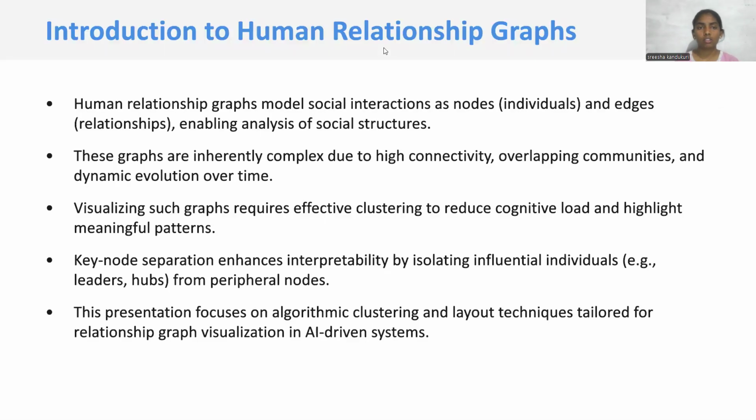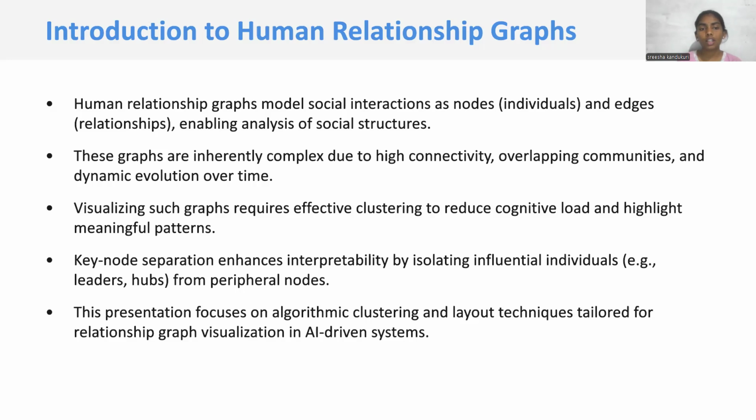First, introduction to human relationship graphs. Human relationship graphs model social interactions as nodes, individuals, and edges, relationships, enabling analysis of social structures. Here we are considering in these relationship graphs nodes as individuals and edges as relationships. These graphs are inherently complex due to high connectivity, overlapping communities, and dynamic evolution over time.